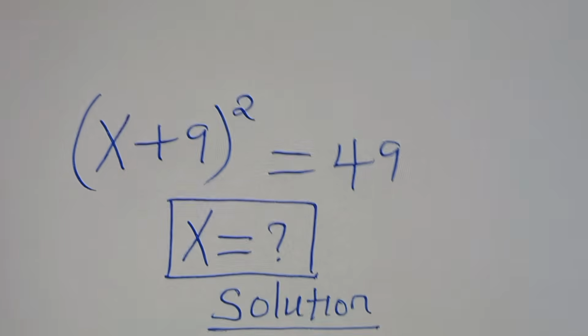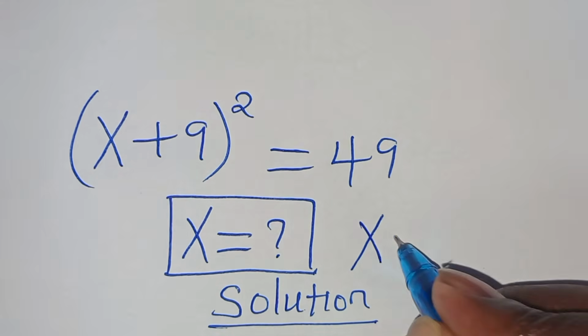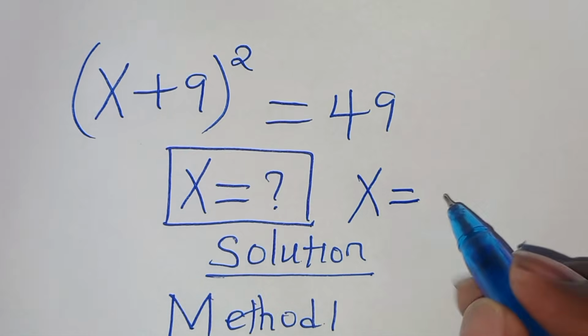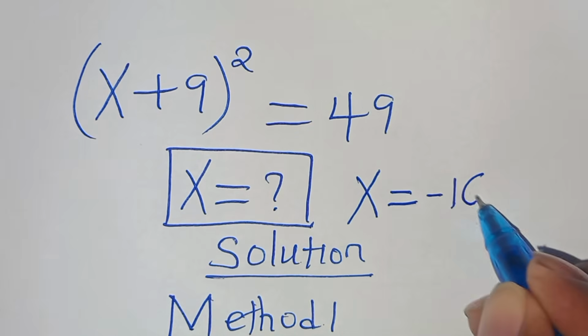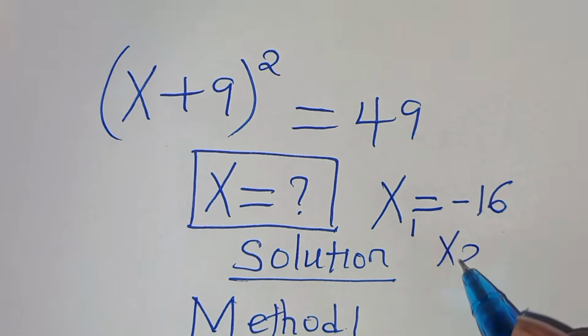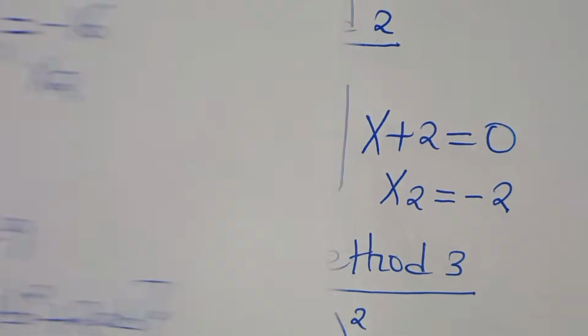So we have here that x is equal to negative 16. This is x1, and we have x2, which is equal to negative 2.